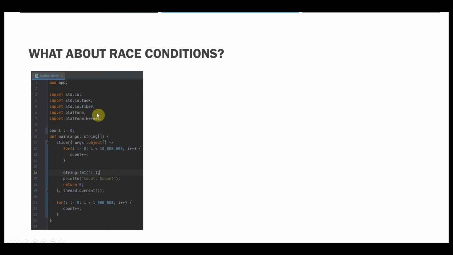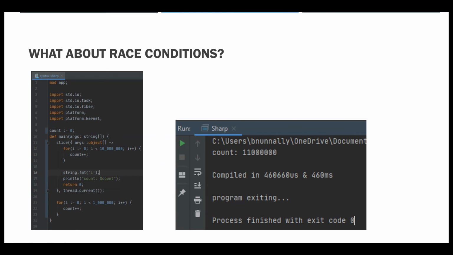So as you can see here, I have a basic example where I have this count variable. I create a slice, I run up to 10 million, I increment the count, I print out the value, and then I also, in the main thread, run up to 1 million, update the count, and exit out of the main thread. Now, what happens is once the main thread finishes executing, it waits for this slice to finish, because I bound this slice to the current thread. So this effectively becomes the main thread while this slice is executing. Now, what do you think will happen? There's 10 million and then there's 1 million. Ideally, you should get the answer of 11 million. Well, let's see. We get the answer of 11 million.